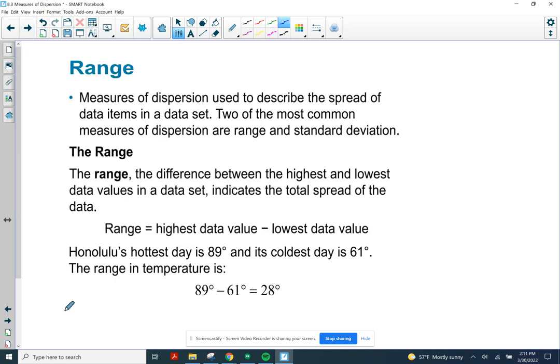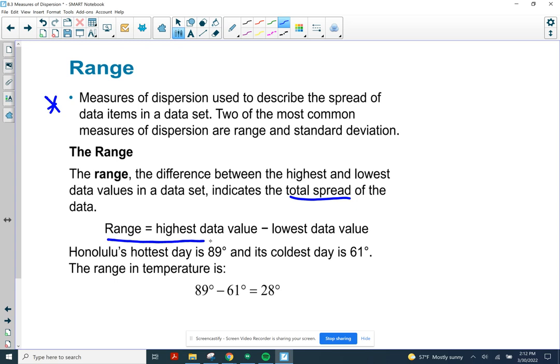The range is what we're going to look at first, but right here we're going to talk about measures of dispersion being describing the spread of data. The two most common measures of dispersion are going to be range and standard deviation. We'll talk about range first, and then standard deviation. The range is just the difference between the highest and the lowest data values in a data set. So it's the total spread of the data.